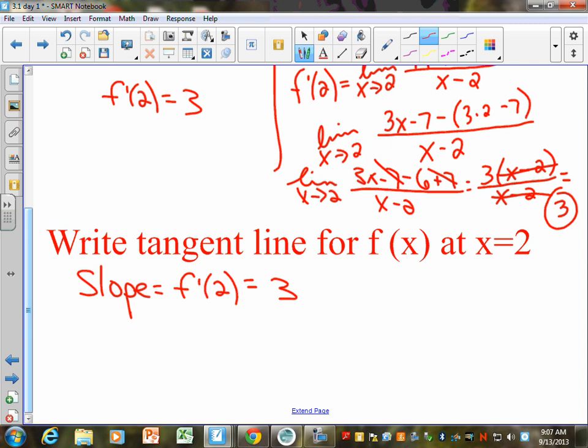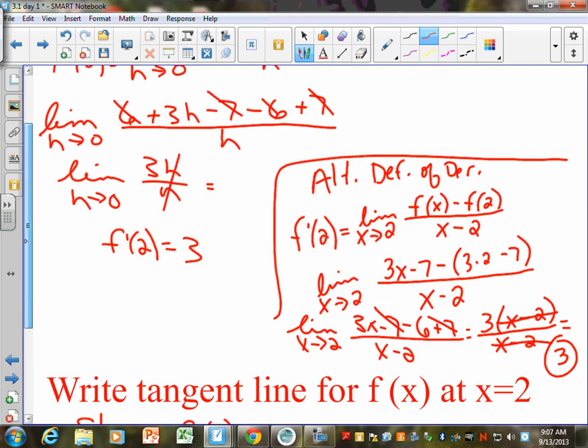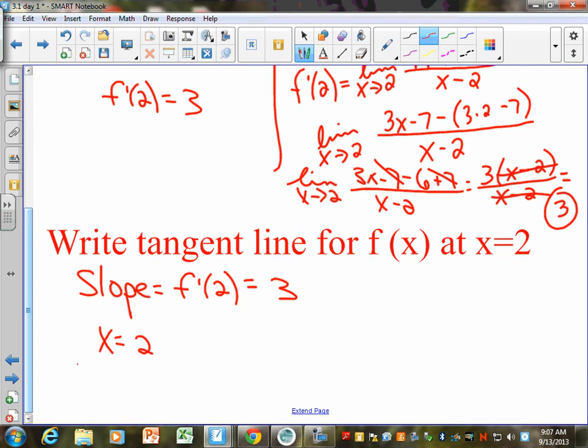A point. We have the x value, right? So we know that x equals 2. Can we find the y value that goes with it? Yes. And if you can do that part, writing the tangent line usually isn't so bad. Our function is 3x minus 7, so f of 2 equals 6 minus 7, which equals negative 1. So I have my x, I have my y, I have my slope. And remember, you don't have to simplify it. I say y minus negative 1 equals my slope times x minus 2.